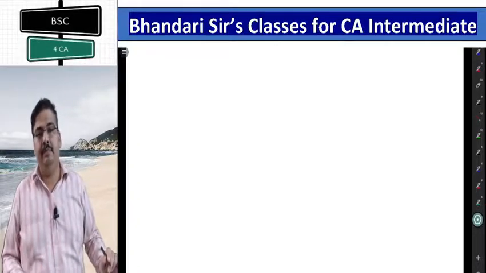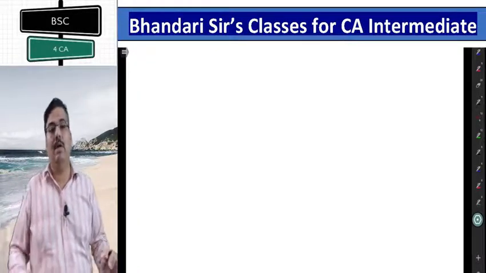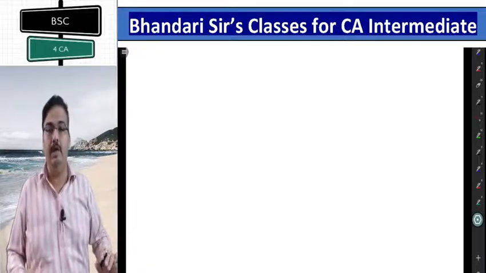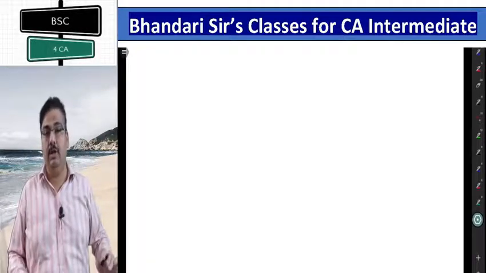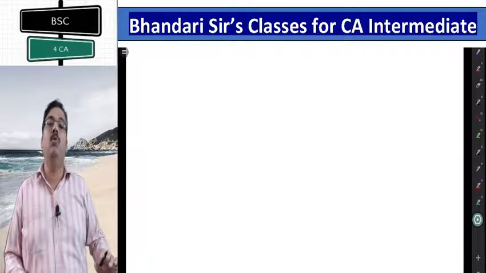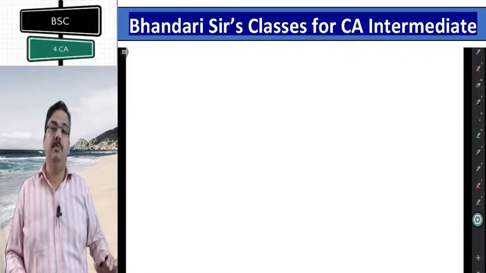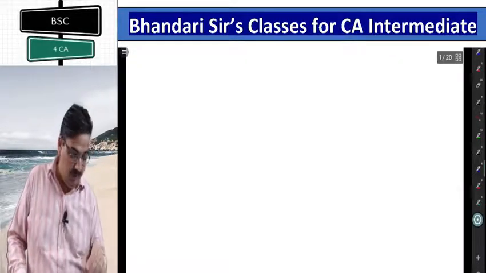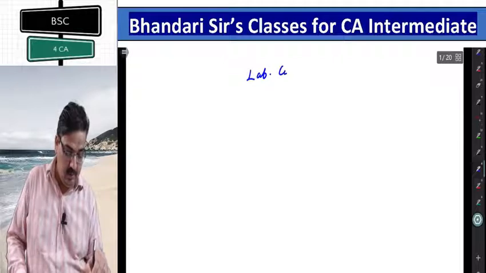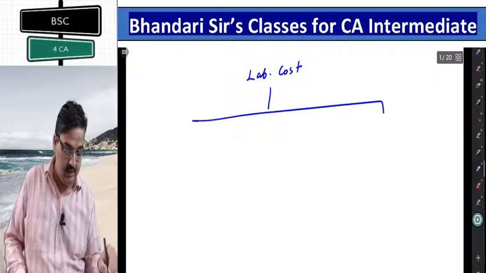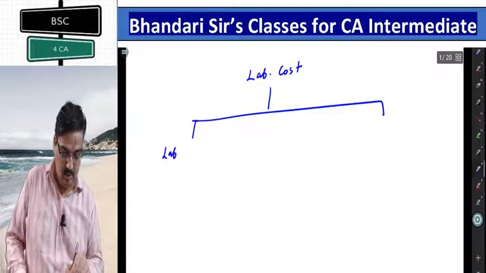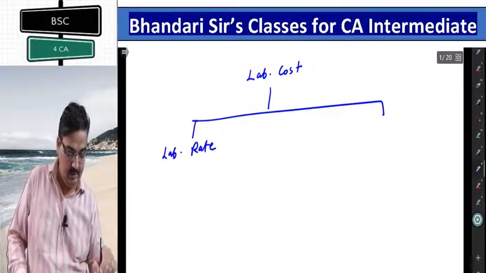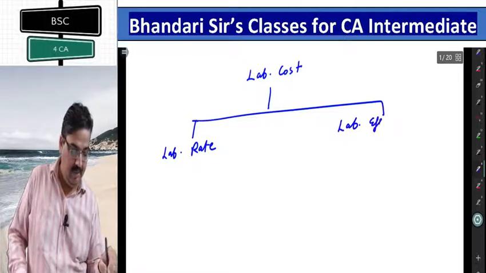Hello friends. So we are continuing with the last few questions of the labor category of variances, which is the last category. Before I go on to the questions there, let me talk about a small concept. Very small concept. I've talked to you about the table of variances: labor cost variance, labor rate variance, labor efficiency variance.